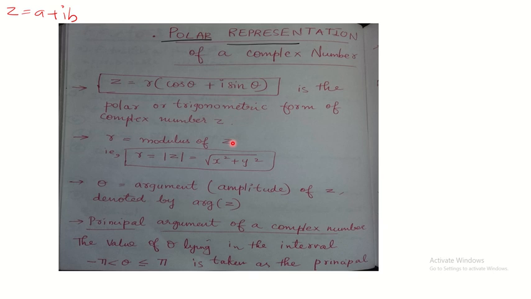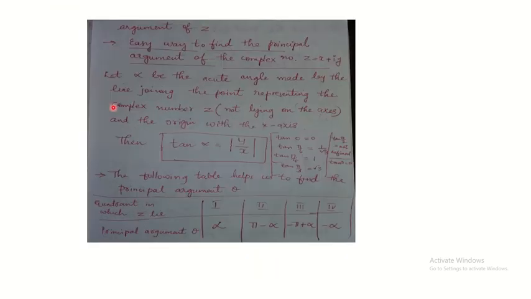Okay. So now we have to know how to find this theta value. That is the principal argument of a complex number. Principal argument means you have some value that you can substitute here in the place of theta. The value of theta lying in the interval minus pi, what is minus pi? Negative 180. Okay, minus pi less than theta less than or equal to pi is taken as the principal argument of z. That you don't need to worry about. While solving the question, you'll know better how to find the value of theta.